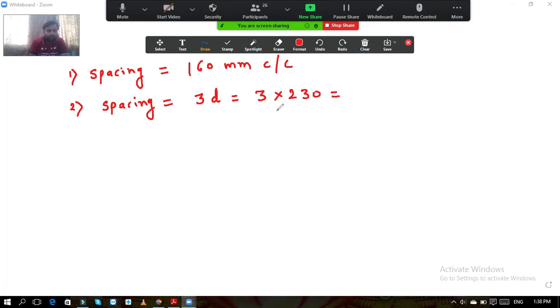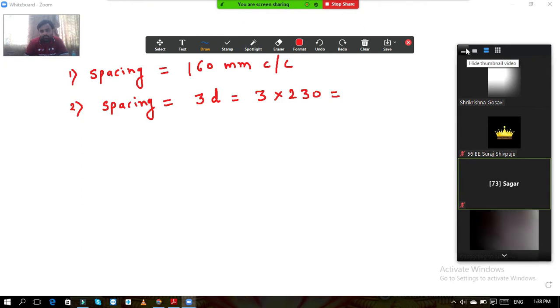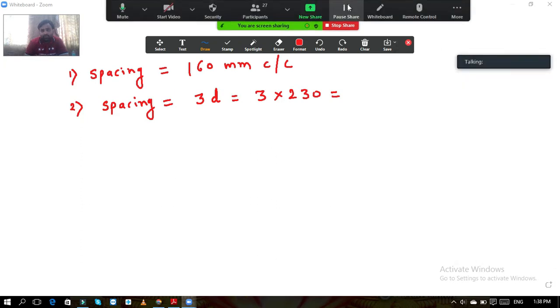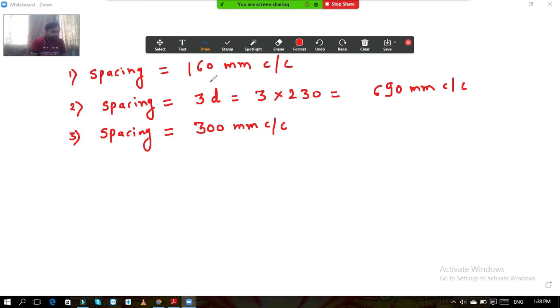Now here 3 into D, how much is it? 3 3s are 9, 2 3s are 6, 690 mm center to center. And third is spacing. In no case the spacing is more than 300 mm center to center. Now choose the value which is minimum out of these three. We are going to choose the lesser value of these three. So the lesser value is 160.